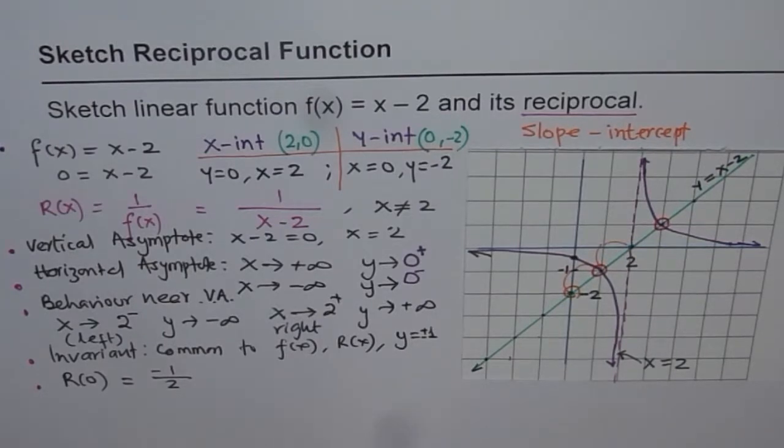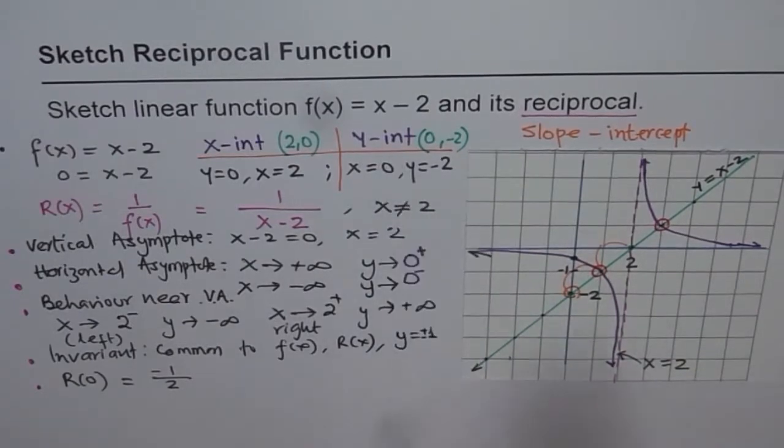I hope these steps help you to plot the reciprocal of a function. You can of course take a few more points and make it more accurate, but if you do these 5 things, then you get a fairly accurate reciprocal function. I hope you understand. Let's just recap.